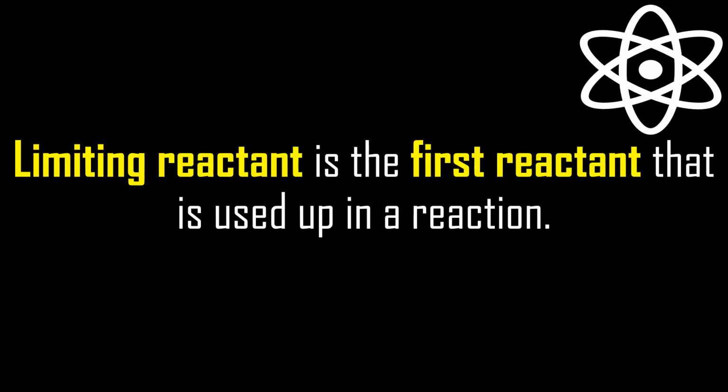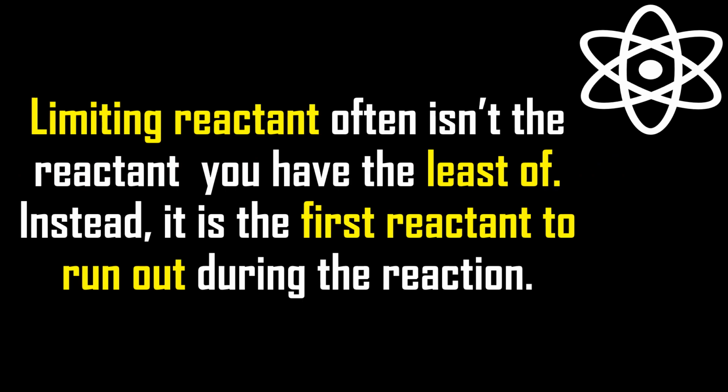Limiting reactant is the first reactant that is used up in the reaction. Take note that when limiting reactant is all used up, no more product can be formed and the reaction stops. Limiting reactant often isn't the reactant you have the least of. Instead, it is the first reactant to run out during the reaction. In a given sample, in making of cheeseburger, the first ingredient that ran out in the process is the meat.